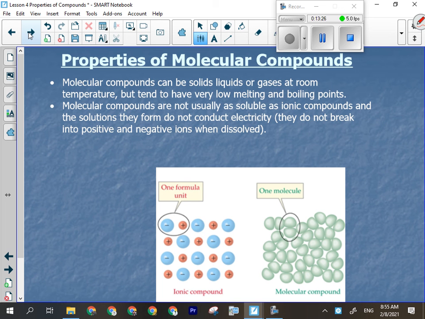Alcohol dissolves in water, very easily. Okay? Molecular compounds, but they tend to be less soluble than ionic compounds. They're also not going to conduct electricity. Okay, so that's going to be a big one. Molecular compounds do not conduct electricity in solution. So they tend to not be as soluble as ionic compounds, and the solutions they form do not conduct electricity.